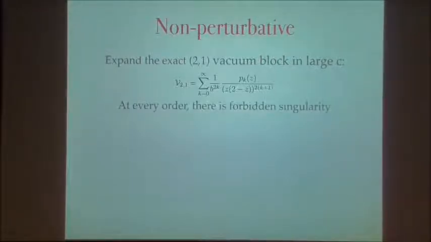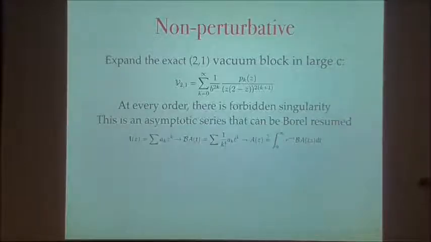This means that the forbidden singularity problem can only be resolved at the non-perturbative level. One way to probe the non-perturbative physics here is to do the Borel resummation of this asymptotic series. As a reminder, a Borel resummation is taking an asymptotic series which has radius of convergence equal to 0, and you improve that by adding a 1 over k factorial into the series.